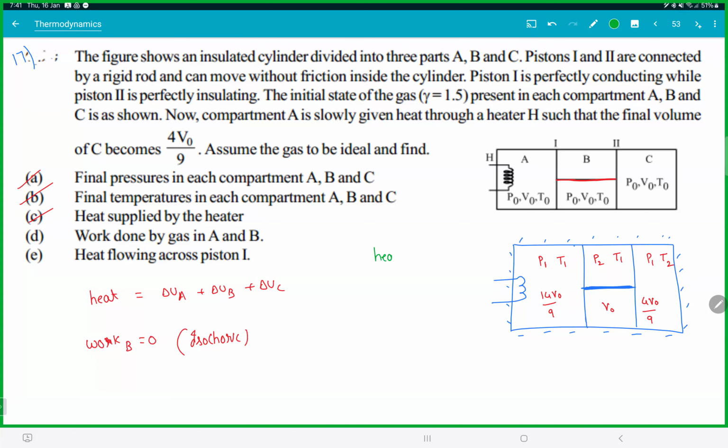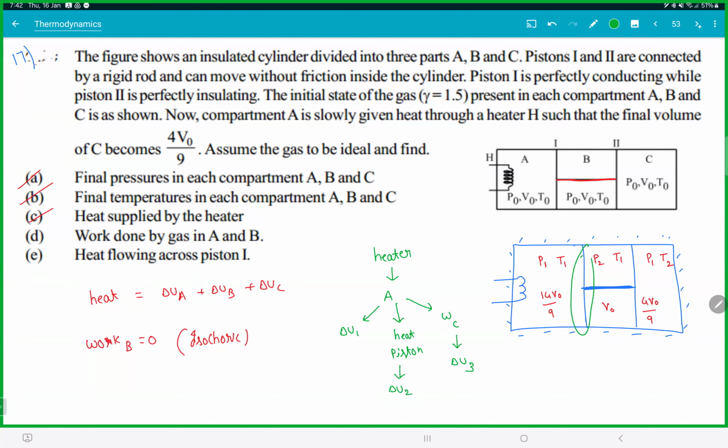The heater is giving the heat. This was taken by compartment A. Compartment A took some of the energy and made its own internal energy. Then from compartment A, some heat flowed through the piston. And some of it went into work done on compartment C because it compressed the gas C. This heat that went into the piston became delta U2. This work done by the C became delta U3. Does the distribution make sense?